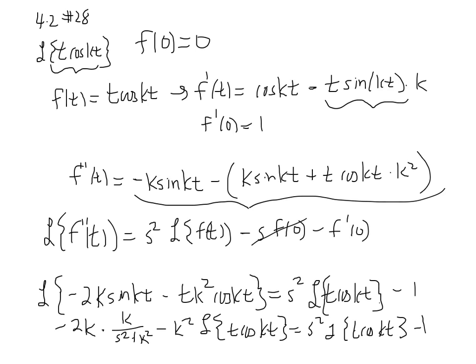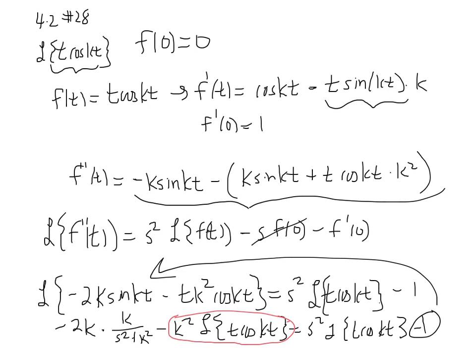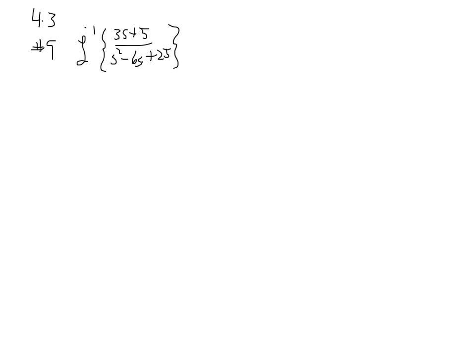Okay, so what you're going to do, you're going to move the minus 1 to the other side. You're going to move this to that side, which allows you to factor out the Laplace transform of t cosine kt. Divide by the k squared plus s squared, and there you have your answer. Okay, hope that helps with that one.